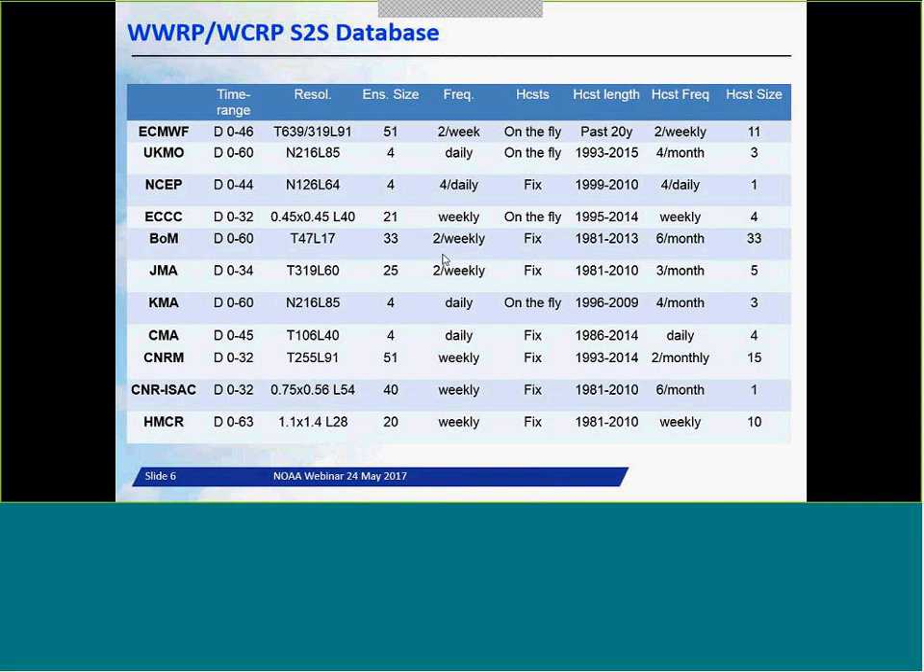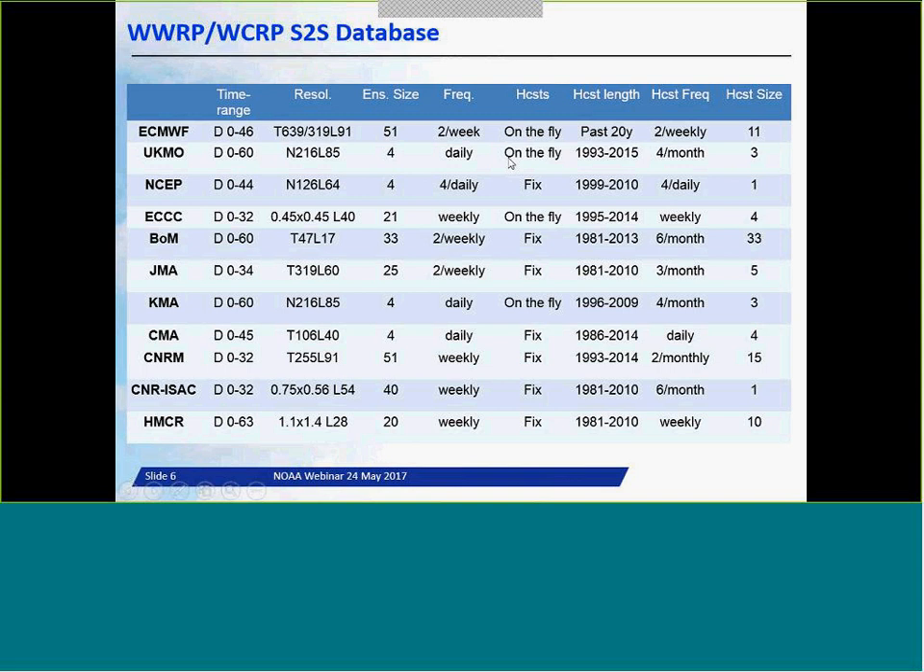The reforecasts are also quite variable. Some are what we call fixed. Those are models that keep the same version for quite a number of years, for example NCEP with CFSv2. For those models, the reforecasts have been produced once and for all. For other models, like ECMWF or the UK Met Office, the model can change once or several times a year.